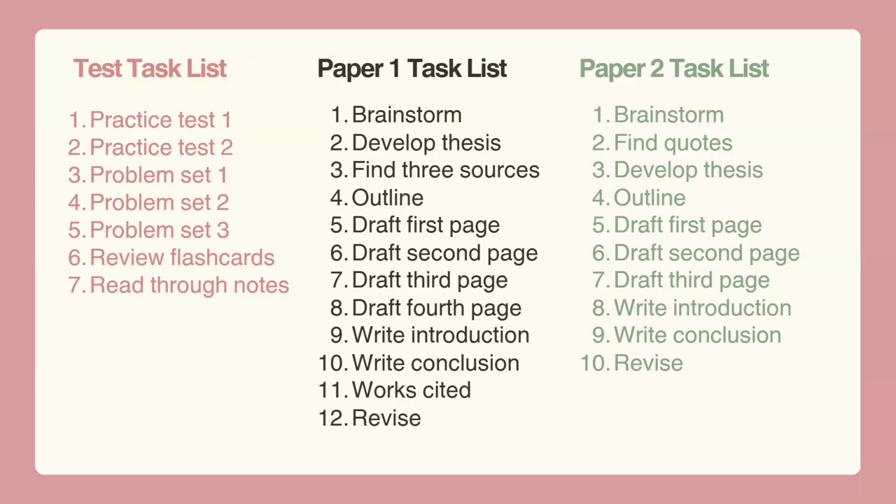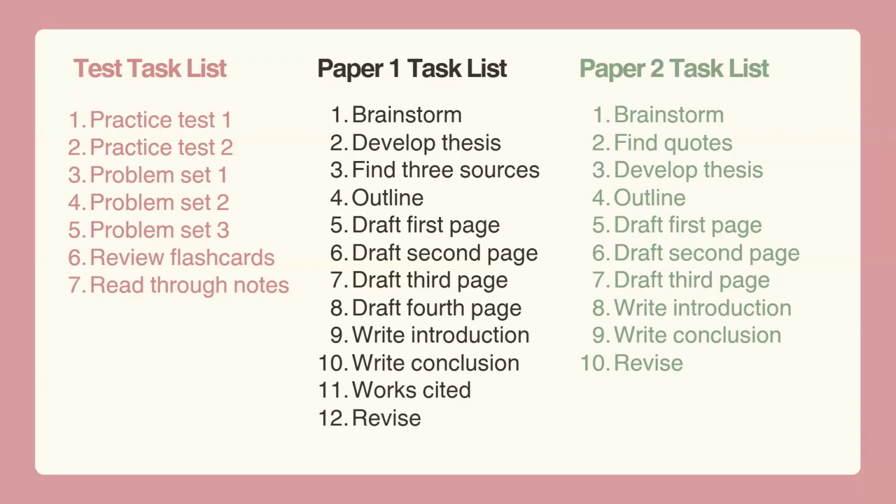Then I have my paper 1, which has 3 sources, and it's a 5-page paper. This is the task list I showed you earlier, where I'm going to brainstorm and come up with my thesis before finding my sources. My second paper is a literature paper. I need quotes from a novel, but not outside sources. So for this, which will be in green on our schedule, I'm going to start by brainstorming and finding quotes, and then I'll outline and develop my thesis later. This is also a 4-page paper, so it's a little shorter and a little less intense.